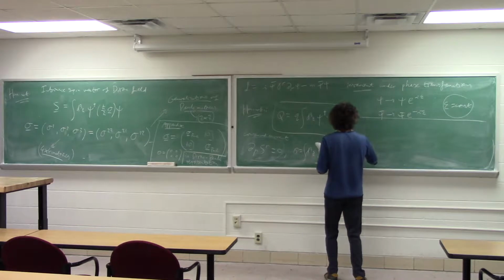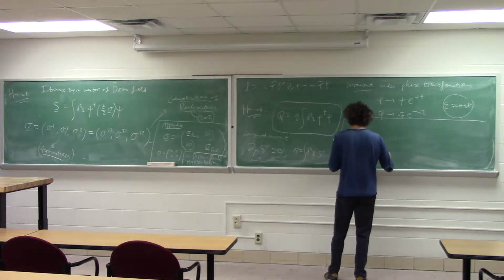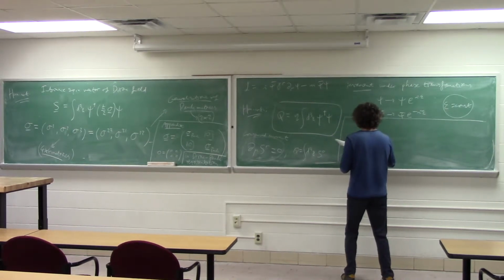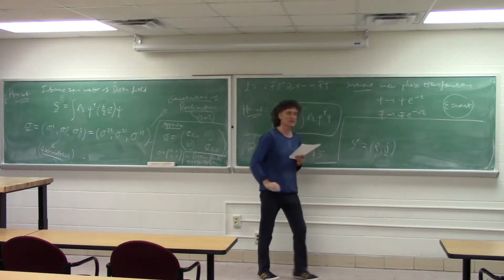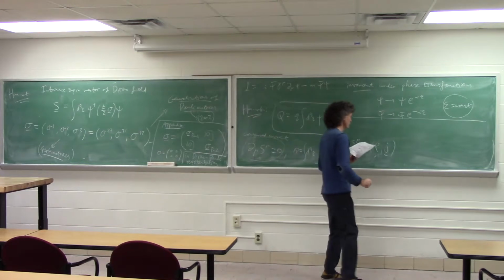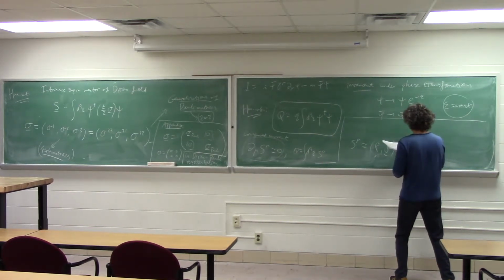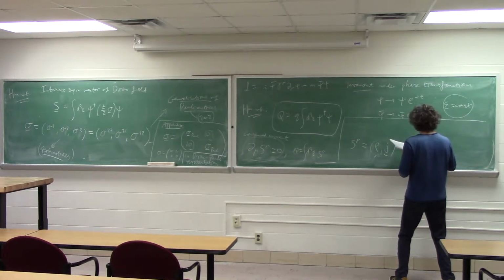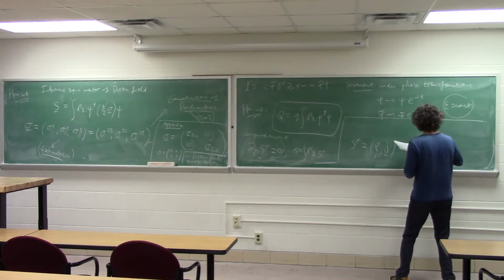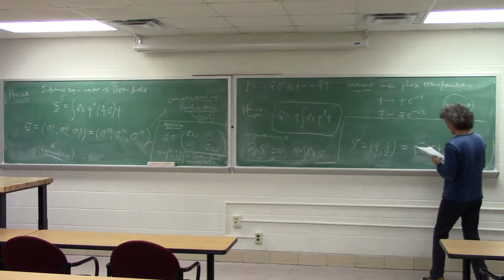What does it look like? It looks like the following. You can think of it as rho and J, a density and a spatial current. And this is what it looks like. It is equal to Q psi bar gamma mu psi.